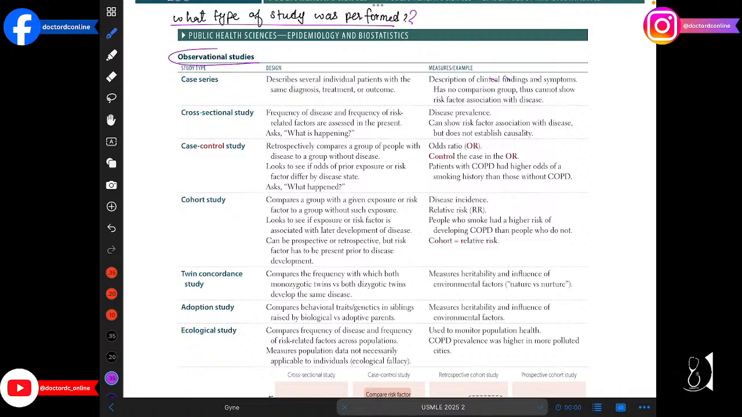Today we are going to start types of observational studies. Common study designs are highly testable on the exam. They will ask you what type of study was performed. The answers will look like this, and it will be several study types. Let's go through each type.